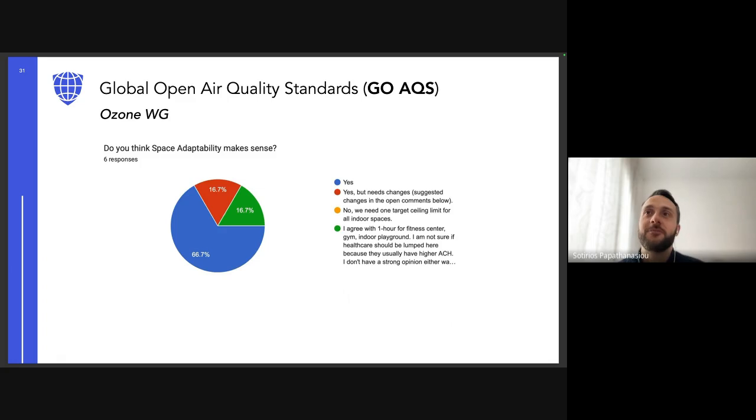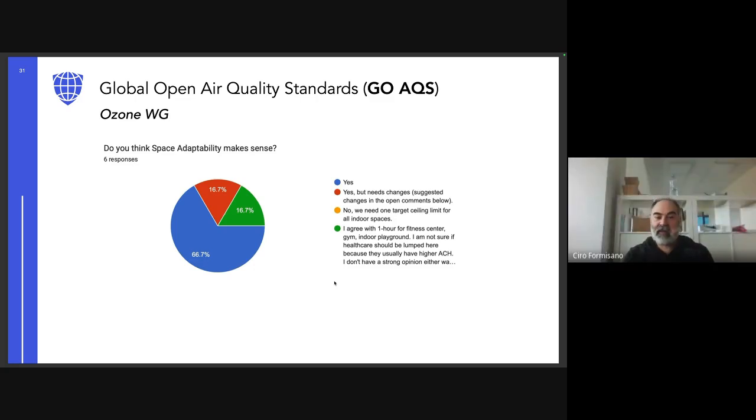So going back to the question about the space adaptability, do you think that we have to adopt some hour average for the different indoor spaces, or should we come with a single limit? What's the opinion of the participants here?